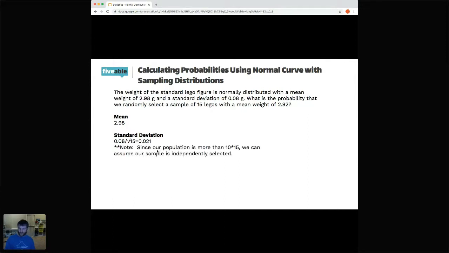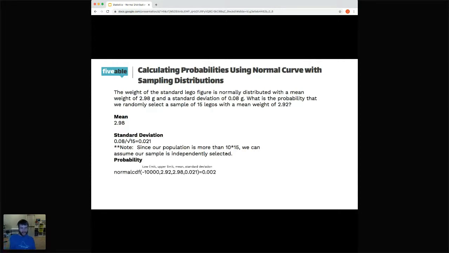Something else to note there with sampling distributions, this comes up in our conditions as well. In order to calculate our standard deviation, our sample has to be independently selected. So since our population of all Lego figurines is going to be more than 150, we can assume that it's independently selected. So even with sampling distributions, those conditions still come into play. We had randomly selected as well, we could make note of. Okay, random, normal, independent. It's reasonable to believe that our population is more than 150. Okay. So then our probability.